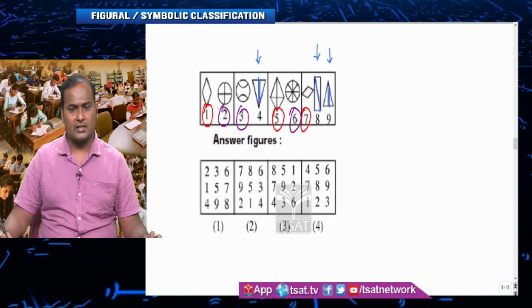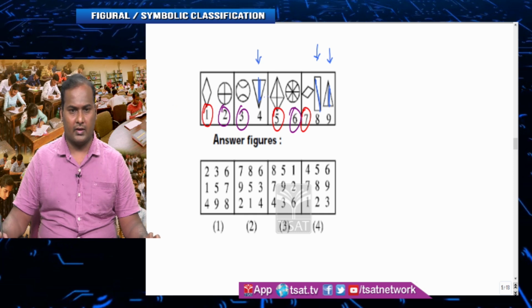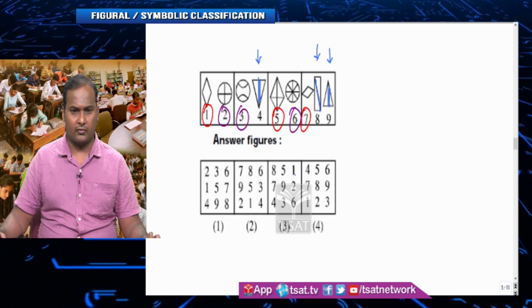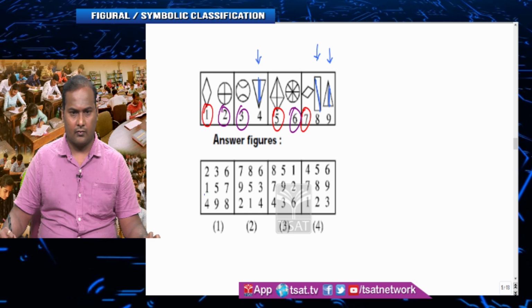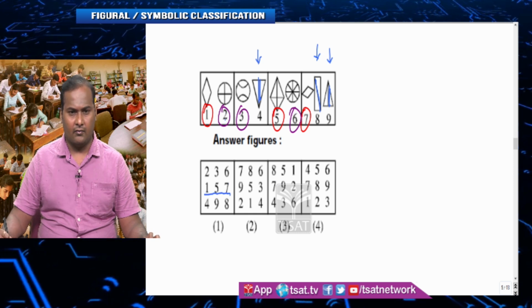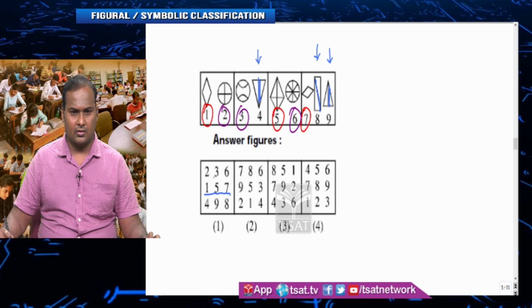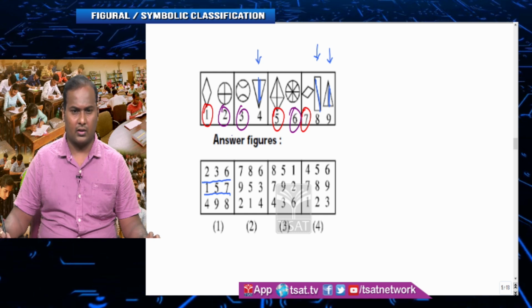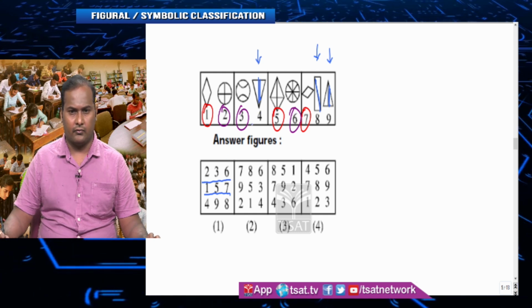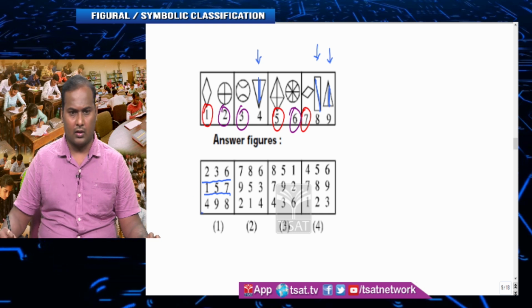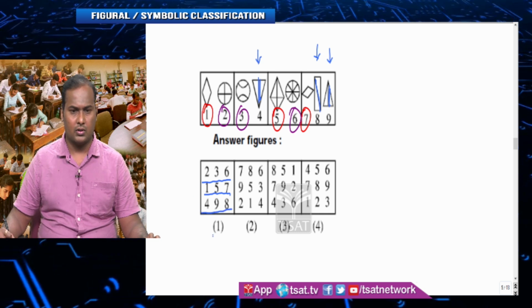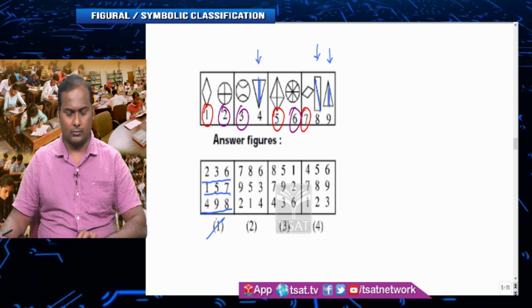So now let's find out the answer. 1, 5, 7 forms one group. So check where is 1, 5, 7. In the same way, 2, 3, 6 forms another group. In the same way, the remaining 4, 8, 9 or 4, 9, 8 forms one more group. So your answer is option 1.